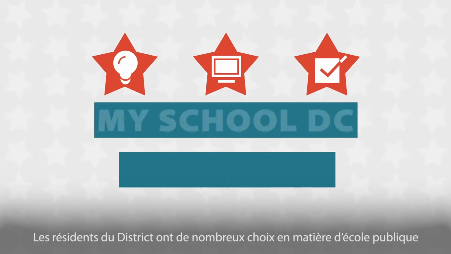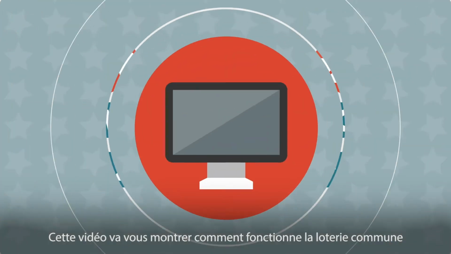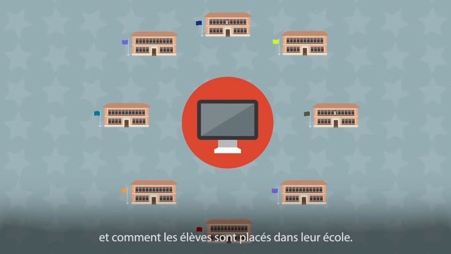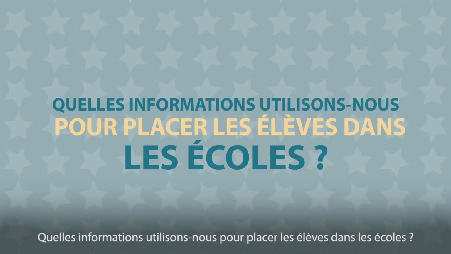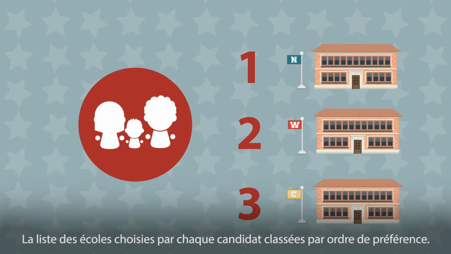DC residents have many public school options available through the My School DC application and Common Lottery. The purpose of this video is to show you how the Common Lottery works and how students receive their school placements. What information do we use to match students to schools? Each parent's list of school choices ranked in the order they prefer.